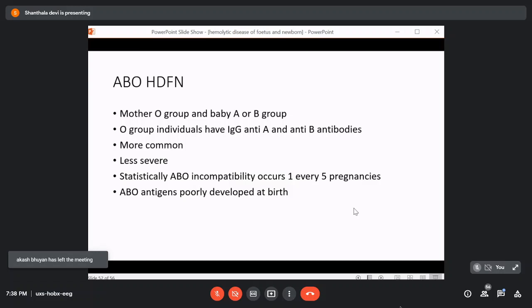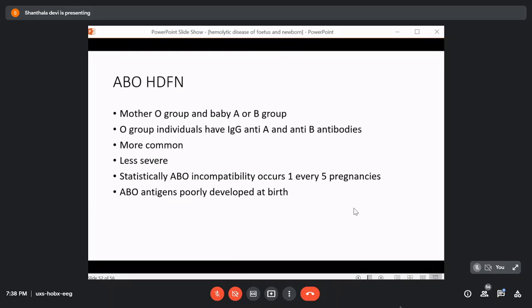However, in O group individuals, a small amount of IgG antibodies is also present. The anti-A and anti-B in O group individuals can include a small amount of IgG, and these can cross the placenta and bind to the fetal cells, which may be A or B, and cause hemolysis.